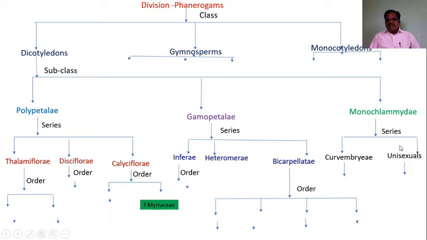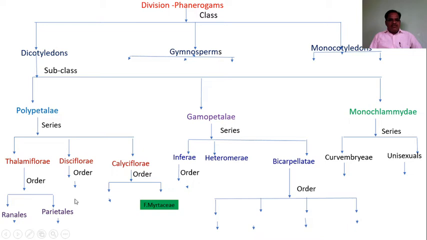Here the character of the series Unisexuales: the flower is unisexual. Here the embryo is curved, so it is known as curved embryo. Here Unisexuales, that is, the flower is unisexual. Again, the order Thalamiflorae divides into two orders.